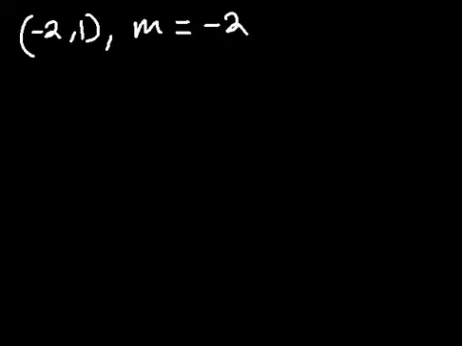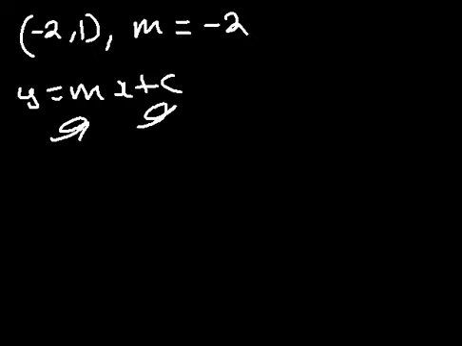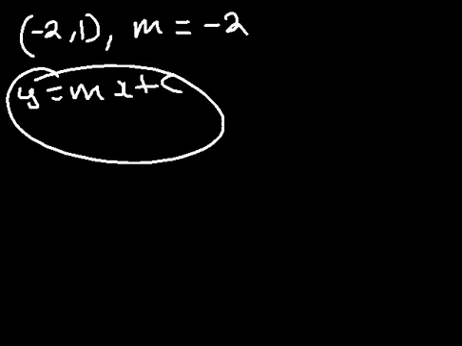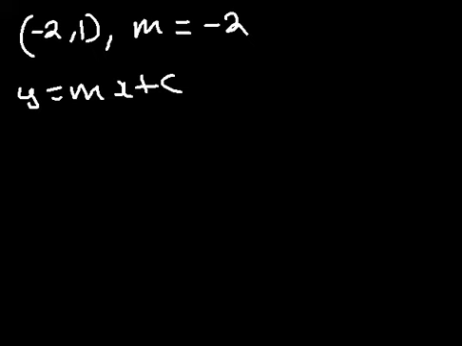Mind you, the equation of a line is generally given as y = mx + c, where m is the gradient and c is the y-intercept, where the graph cuts across the y-axis, and x and y are the variables. So the equation has to be in this order, so take note of that. The point that I've been given has x as -2 and y as 1. That's the point we have. This is x and this is y.